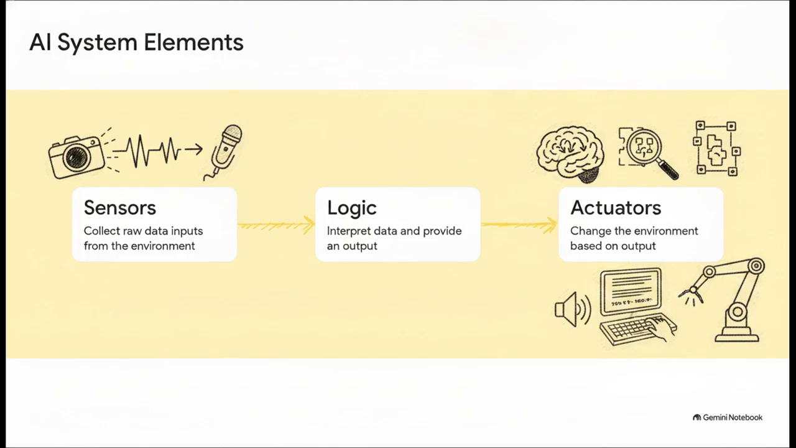And finally, step 3, actuators. The machine doesn't decide to reply to you. The actuators take the output of that logic and produce a response to change the environment. Think of text popping up on a screen or a synthesized voice coming out of a speaker. It's just raw data in, pattern processing, raw data out.